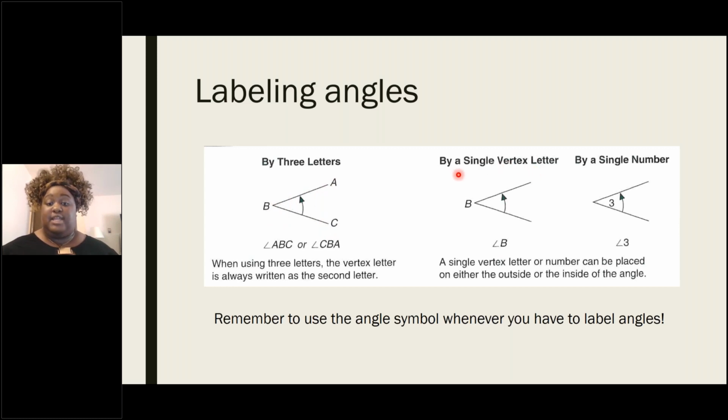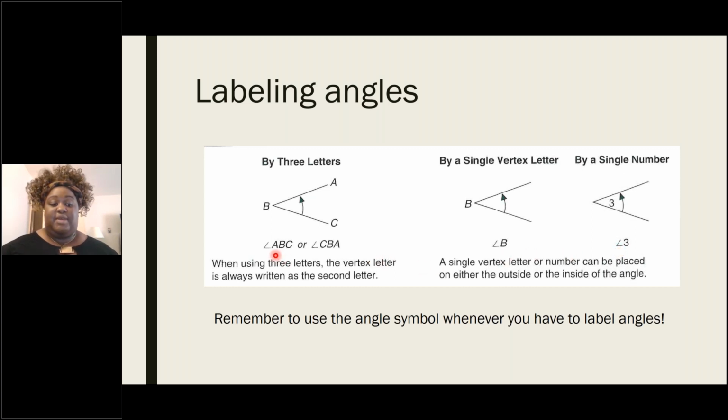The next one is we can name it by a single vertex letter. So it could be just a letter at the vertex. In this case, it'll be angle B, and that's just what that angle is called. Or it could be a number, and it may not be on the outside, it may be on the inside, but it's at the vertex, so that makes it angle 3.